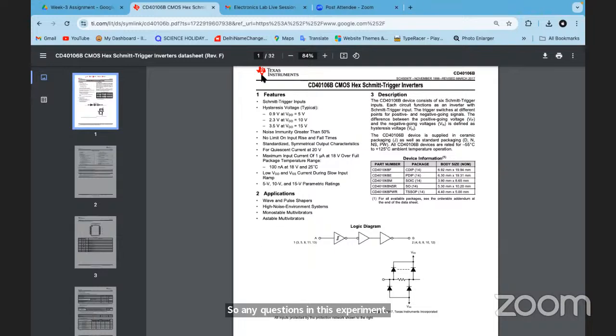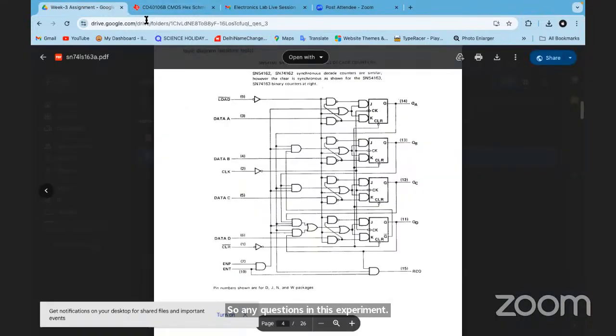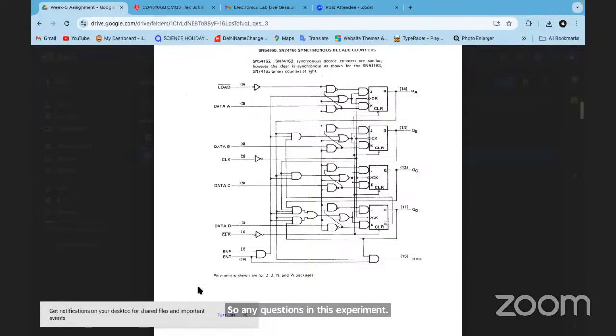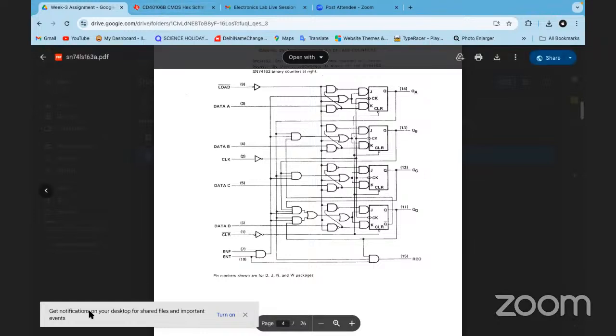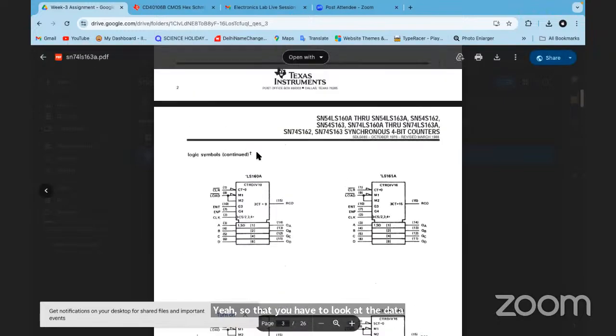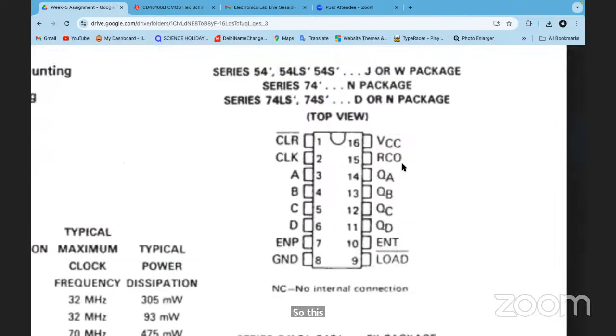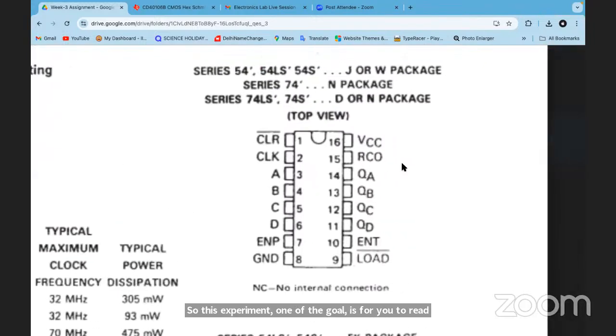Yes, please. Sir, there was just a small doubt, these 2 points, ENP and ENT. Can you please explain what are these? Yeah, so you have to look at the data sheet. Even I am not sure of what they are. One of the goals of this experiment is for you to read the data sheet and understand what is there. Yes, sir. Okay, so just go down. I think it is there.